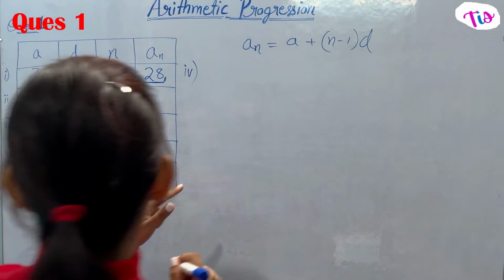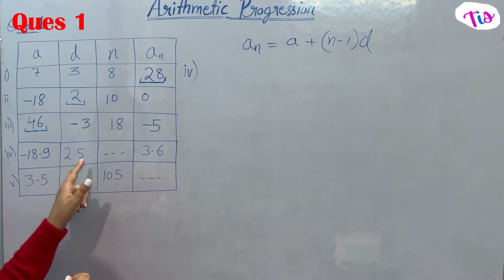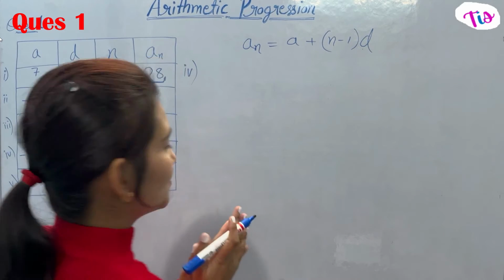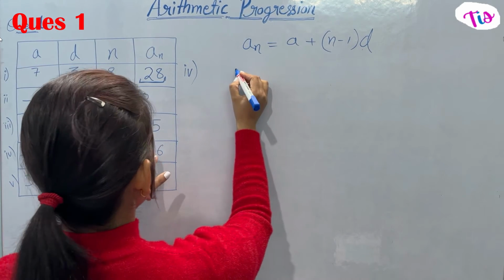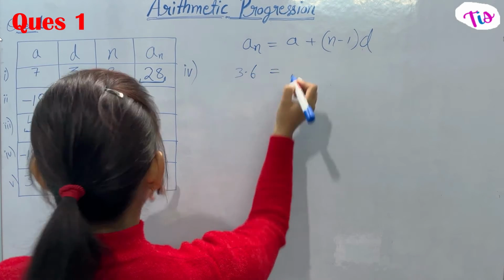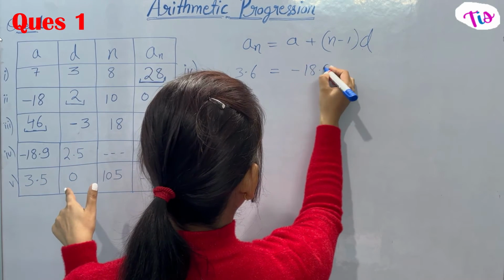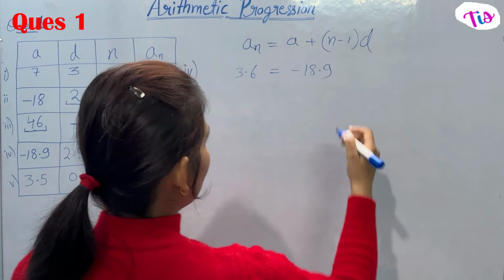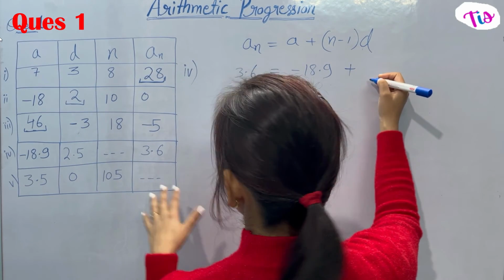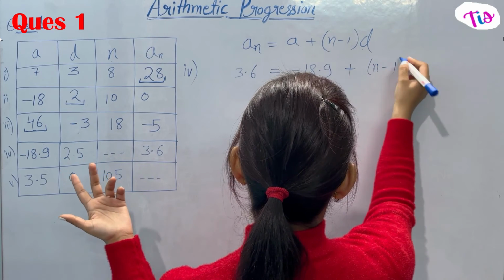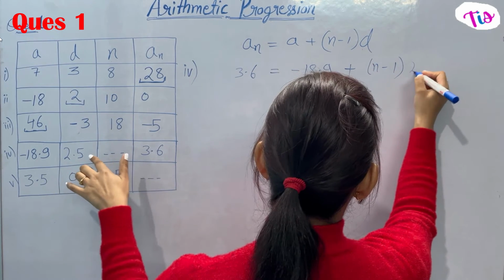So in the fourth part we are given A, D and AN. We need to find N, right? So let's replace the values. So 3.6, A is minus 18.9, plus N minus 1. So N is, we don't know N. So N minus 1 into D, and D is 2.5, right?